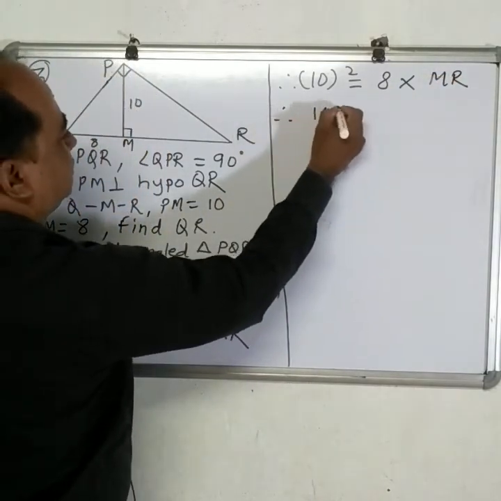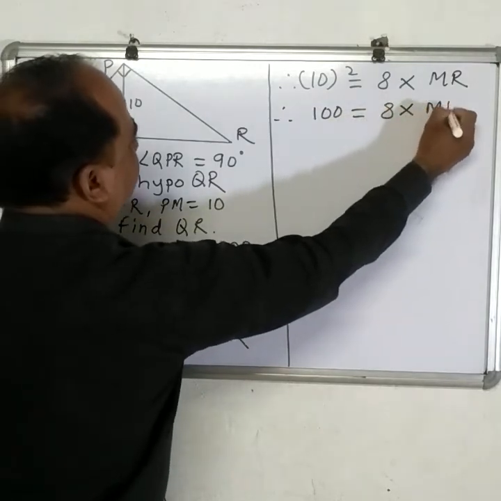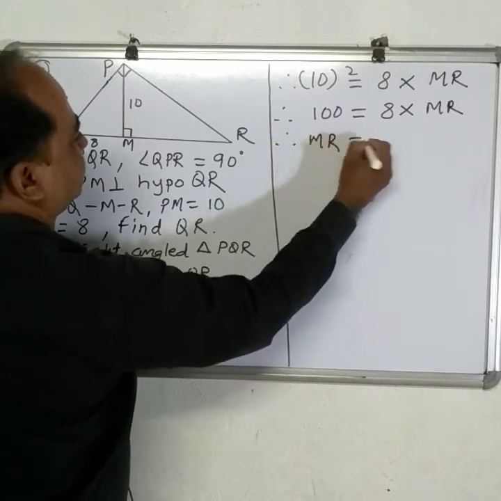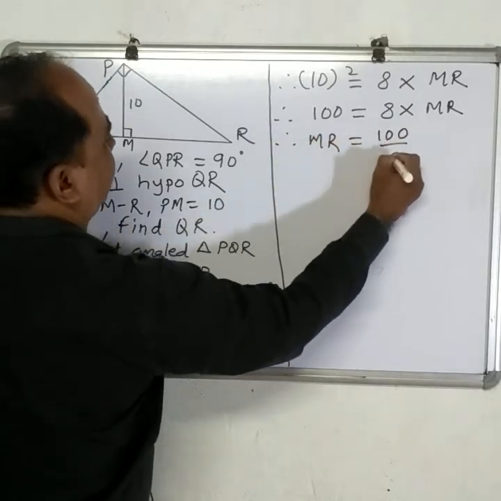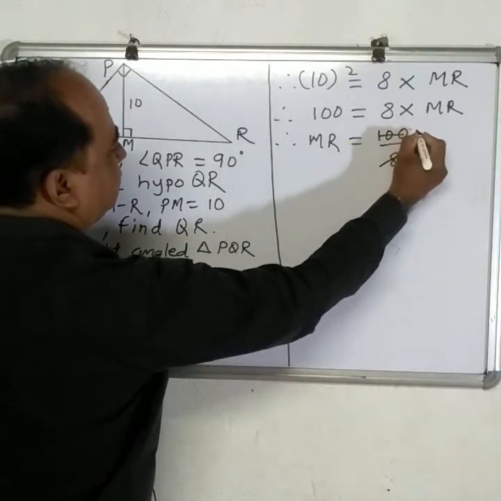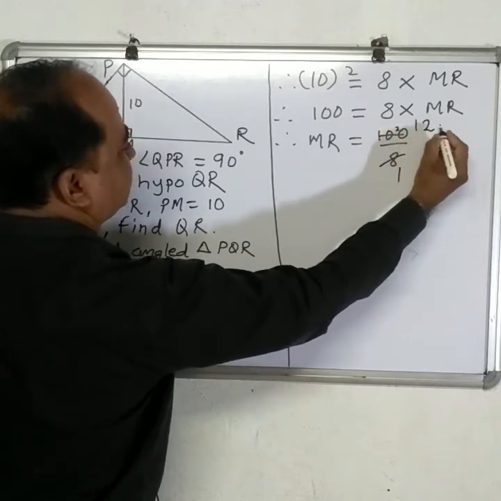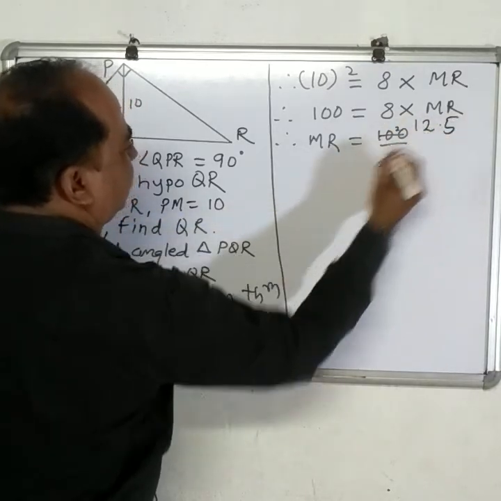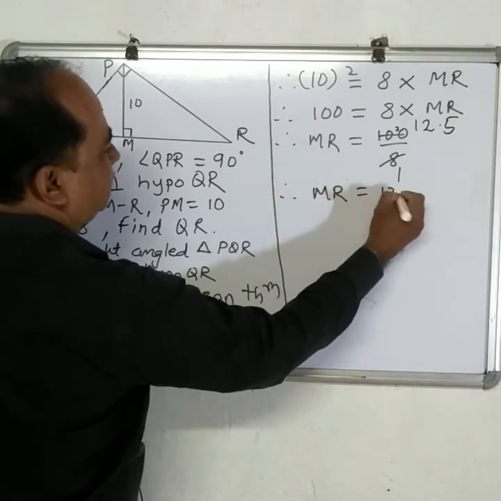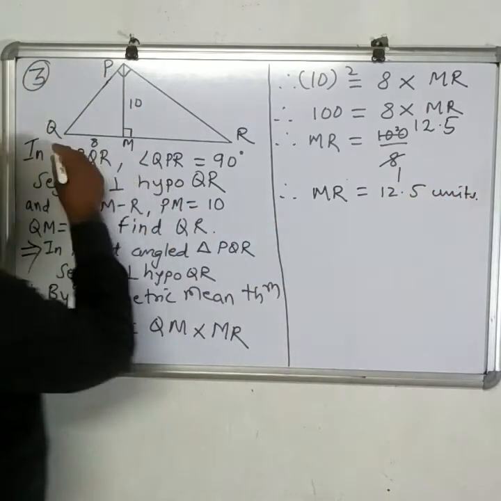Therefore, 100 is equal to 8 into MR. 10 square is 100. Therefore, MR is equal to 100 divided by 8. So dividing, we get 12.5. Therefore, MR is equal to 12.5 units.